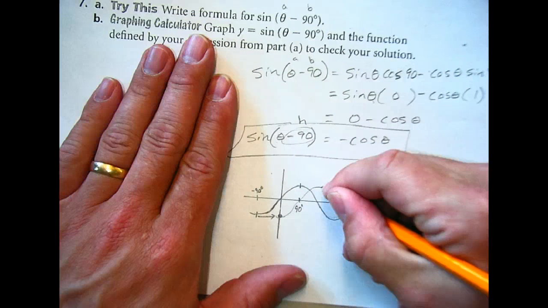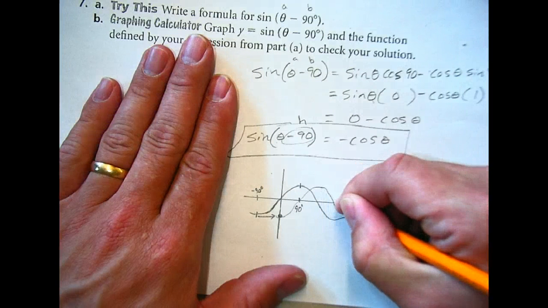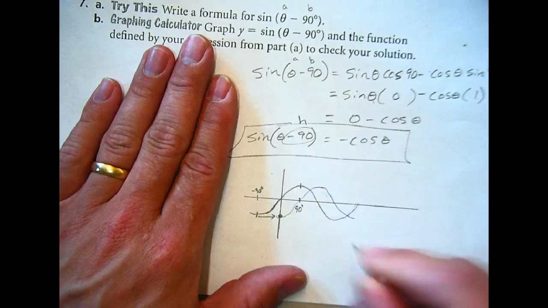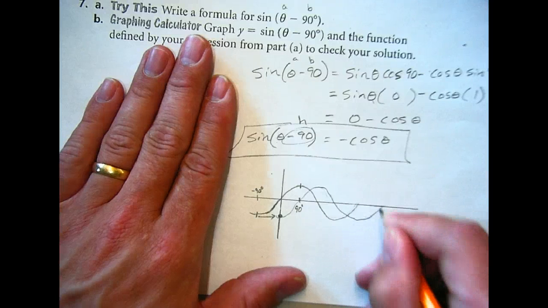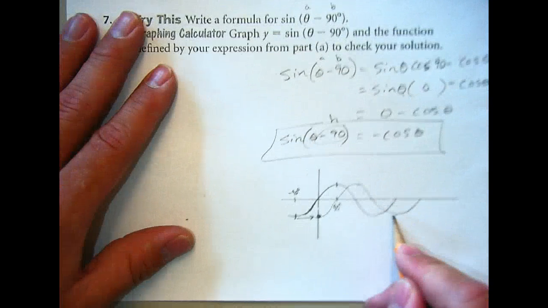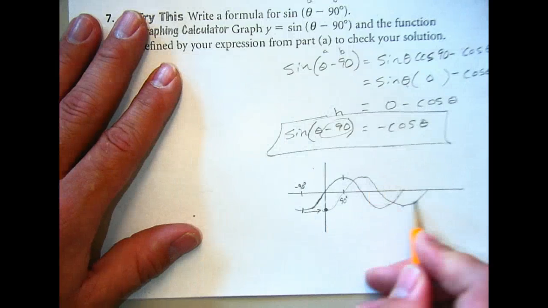Okay? As you go through and start dealing with that graph, you end up with your cosine curve, your negative cos curve.